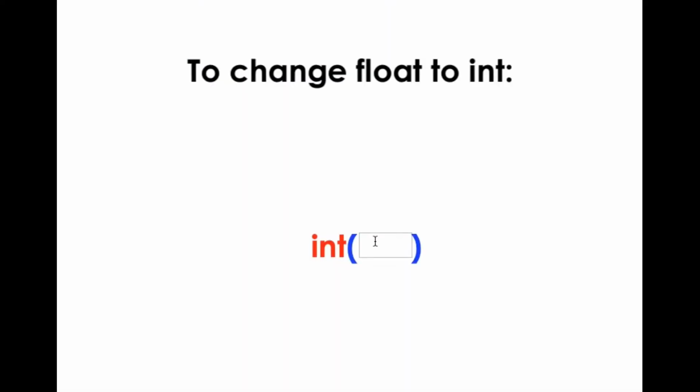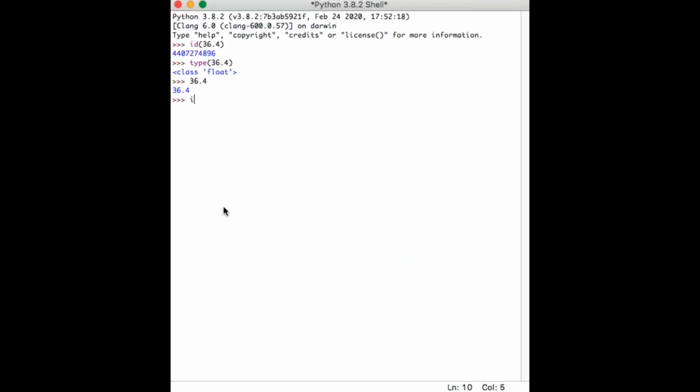Now we will learn how to turn a float into an int and vice versa. This is what we have to type: int, parentheses, then the number, then parentheses. Let's do it in the shell. int(36.4), and Python returns 36. It rounds the number down to the nearest integer.